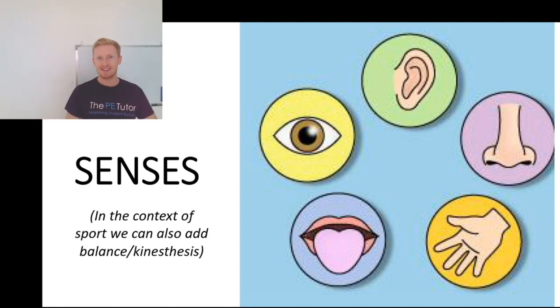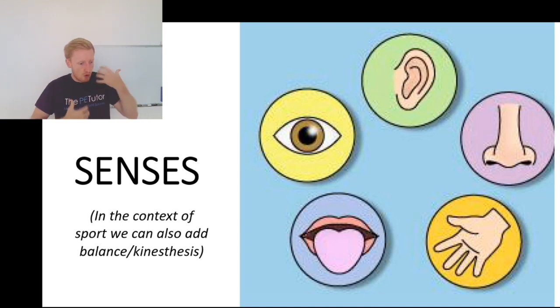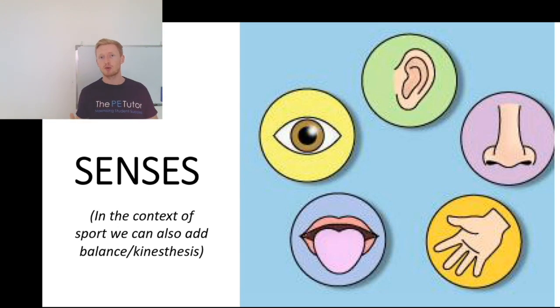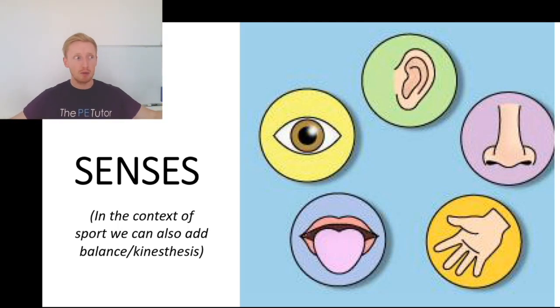Now, I've put in brackets there that we could also include balance or kinesthesis within the context of sport as another sense organ almost. So another way that we can collect data to inform our brain of what's going on, because that's what these sense organs do. They tell our brain, they tell us what our reality is, where we currently are. So you might be sitting, you might be standing, you might be outside, you might be in a classroom, you might be by yourself, you might be with other people.